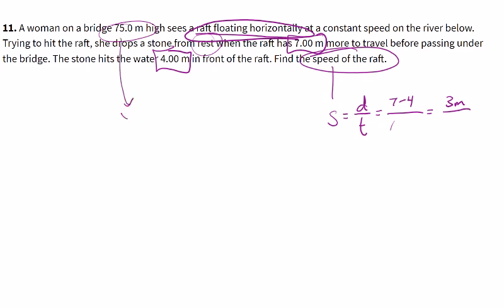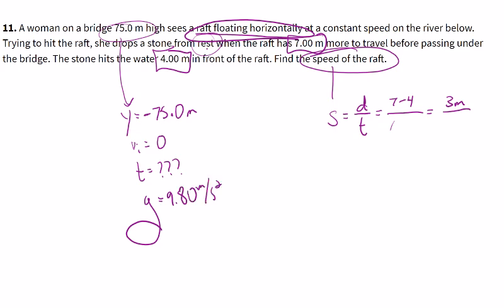The stone is going to fall 75 meters, so I'm going to make that negative 75 meters. It starts from rest, so Vi is going to be 0, and we're trying to find time. Seems this is going to be a recurring theme. And then we know the acceleration of gravity, 9.8 meters per second squared. Using this information, let's figure out what time is.